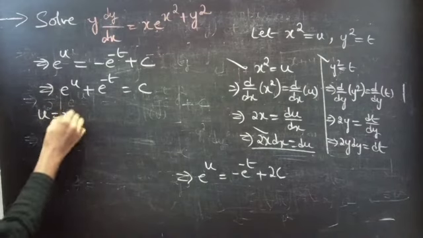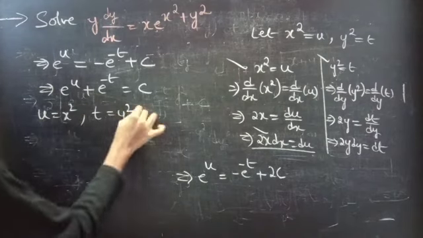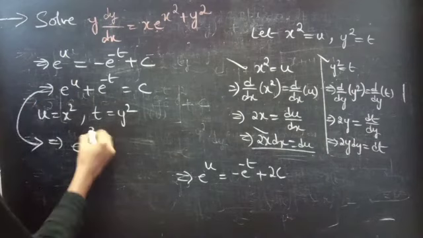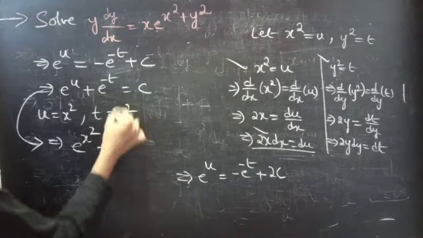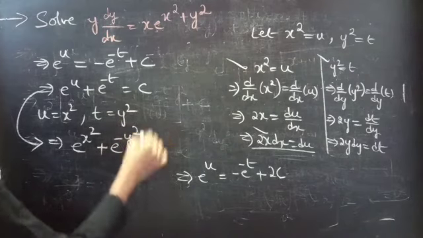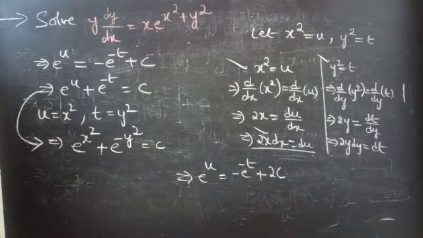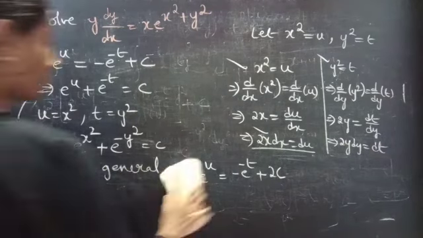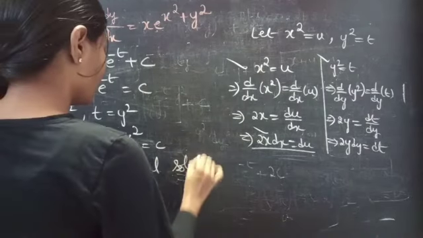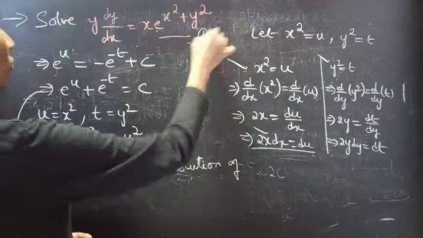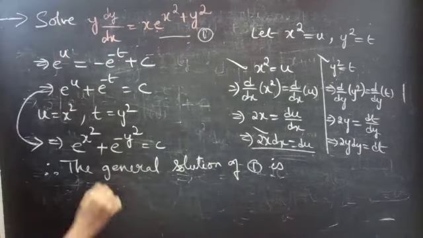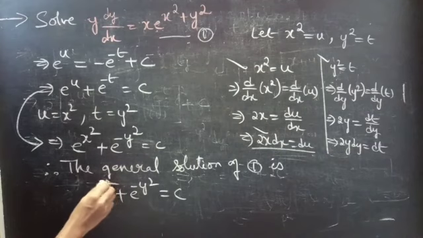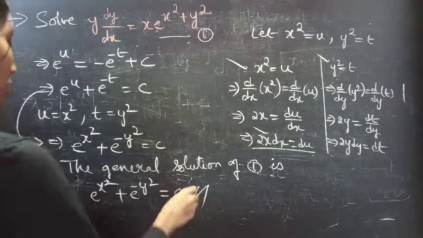Since u equals x square and t equals y square, then this becomes e power x square, replace u by x square, plus e power minus, replace t by y square, you'll get e power minus y square equals c. Okay, therefore the general solution of the given differential equation, considered as equation 1, is e power x square plus e power minus y square equals c. Okay, this completes the problem.